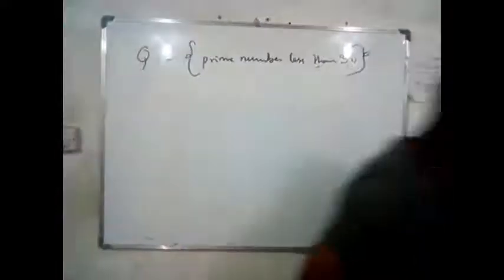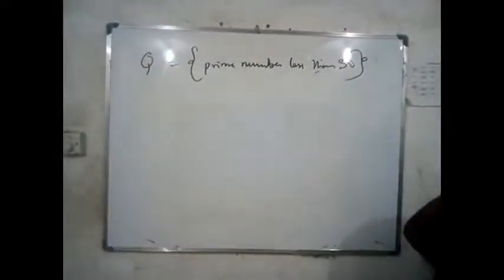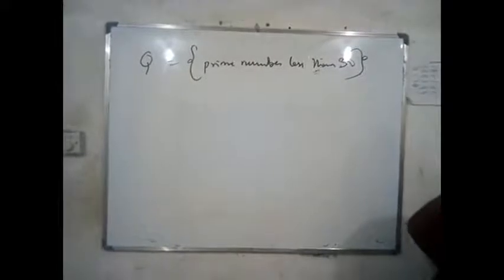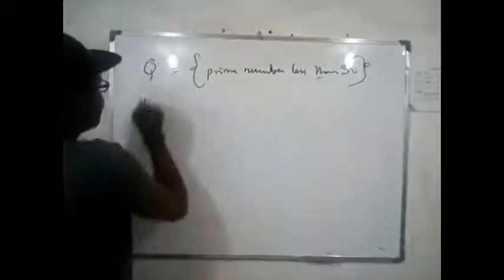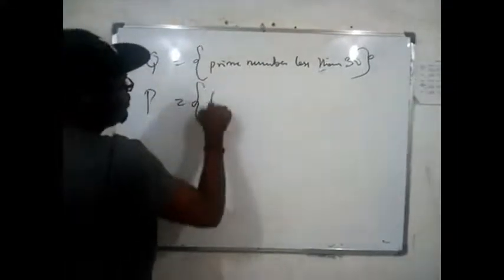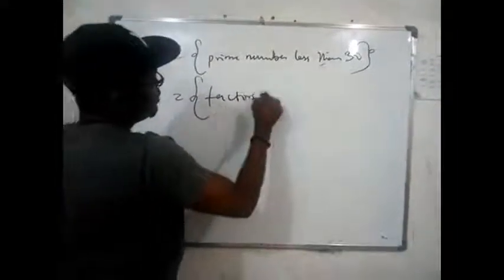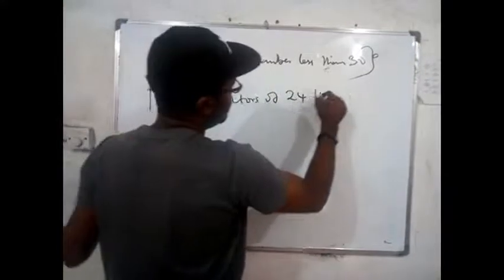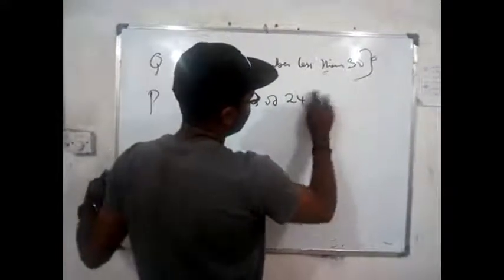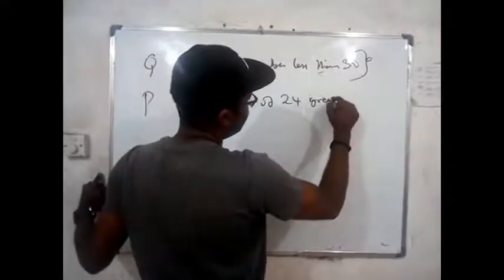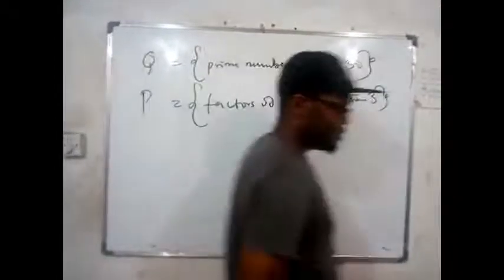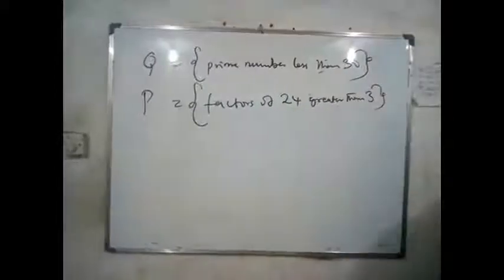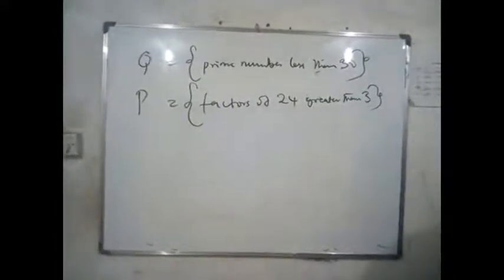That's assignment number one. Number two, factors of 24 greater than 3. List me factors of 24 greater than 3. So list it explicitly.